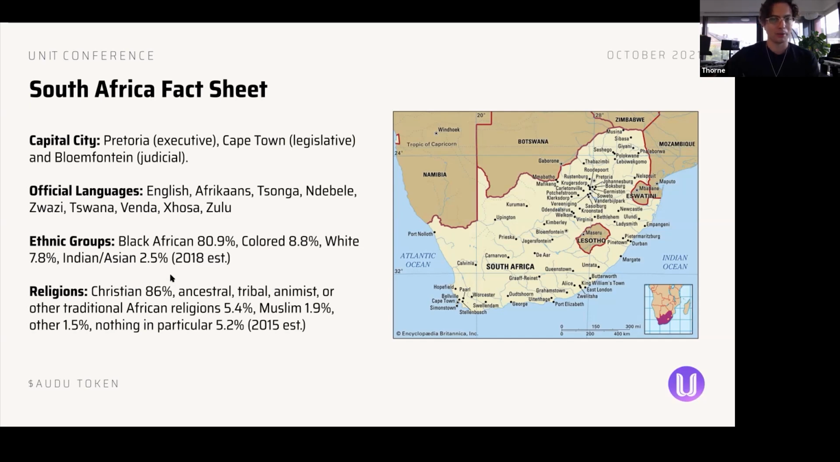And so with ethnic groups, we can see that the majority of South Africa is in fact still Black African at 80.9%, colored 8.8, and then the white population, very much a minority at 7.8 as well.